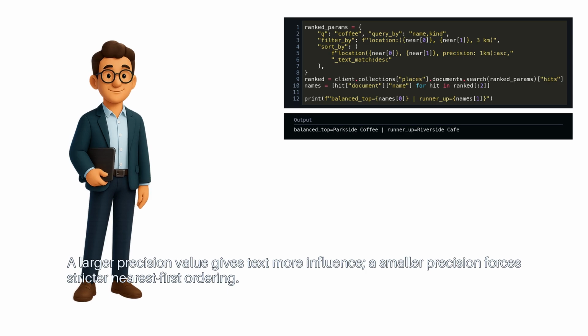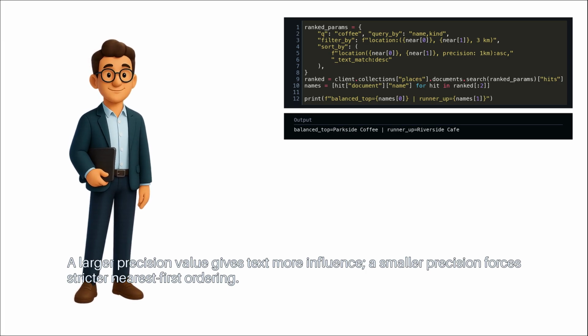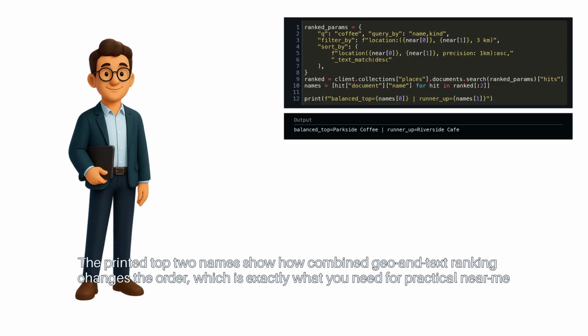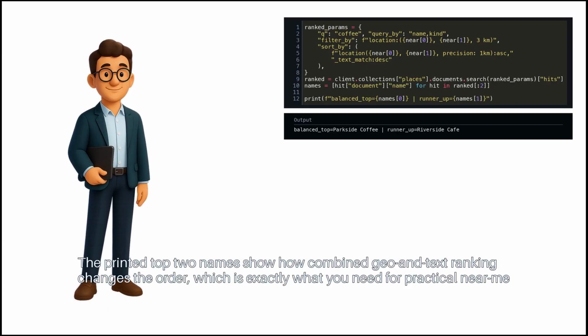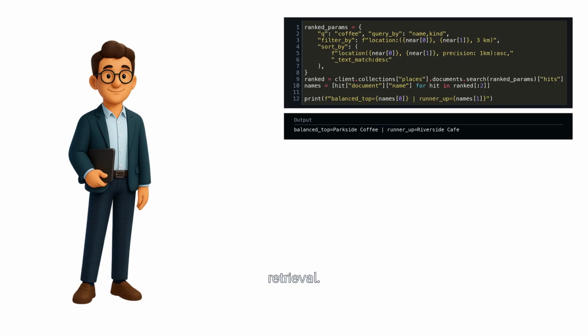A larger precision value gives text more influence. A smaller precision forces stricter nearest first ordering. The printed top two names show how combined geo and text ranking changes the order, which is exactly what you need for practical near-me retrieval.